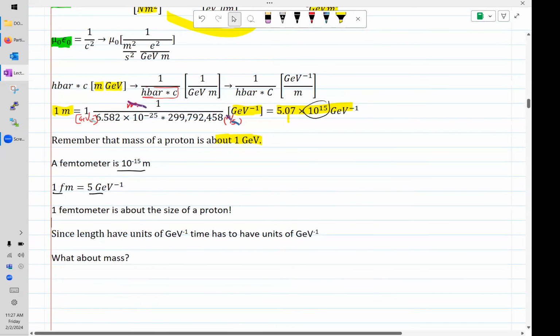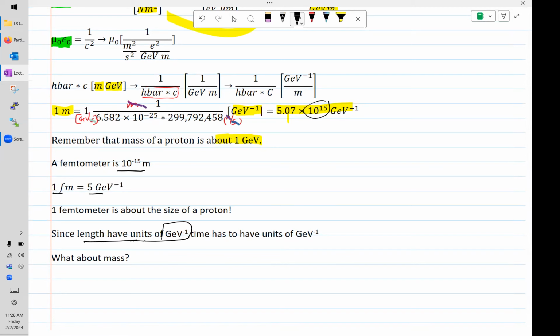What about mass? Before we go to mass, lengths have units of inverse GeV, okay? So time also has to have the same unit, right? Because we have to treat time and space the same way, or that the speed of light is 1, therefore they have to have the same units. Either argument works, okay? What about mass? Anyone think about what principle we can use to think about what units will be appropriate for mass?